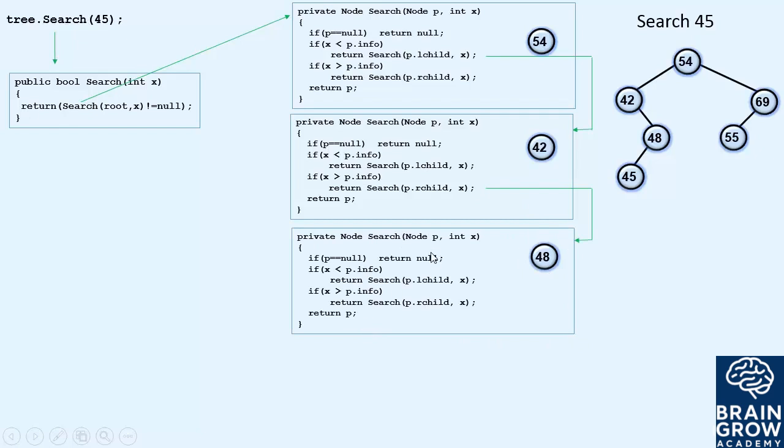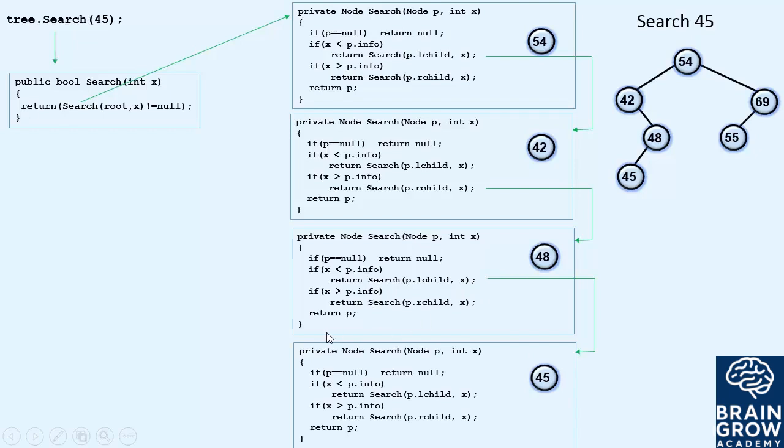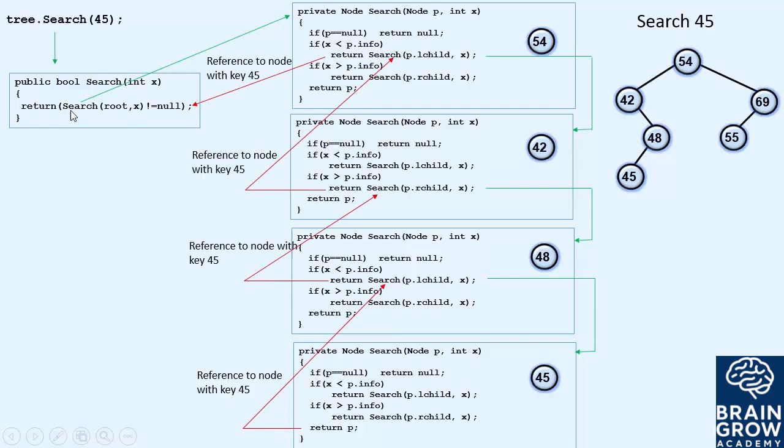Now in this recursive call, p refers to this node 48. 45 is less than 48. So search will be performed in left subtree of 48. So this time this recursive call executes. Now in this call, p refers to this node 45, x is 45, so x is equal to p info. So reference to this node is returned from here. This reference is returned from here, and from here.